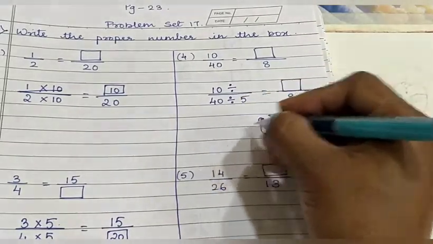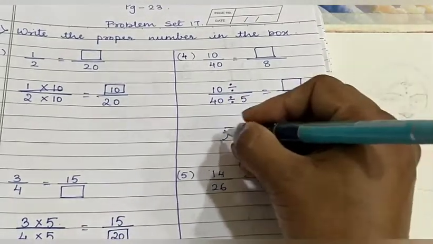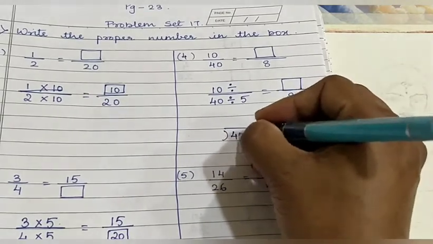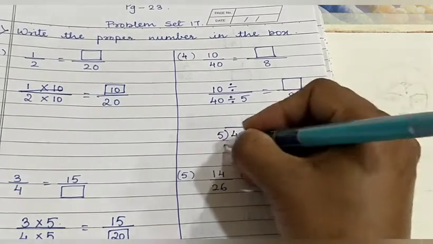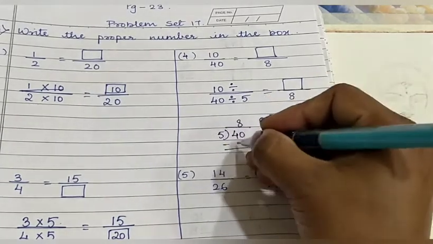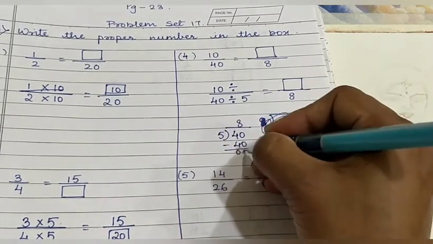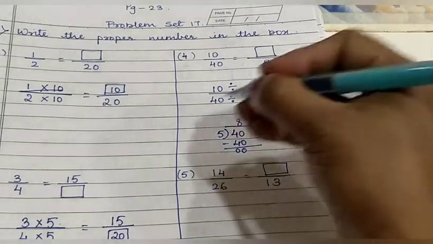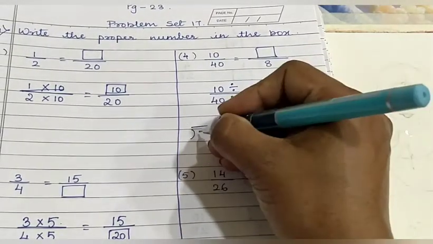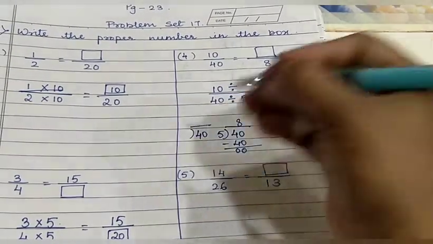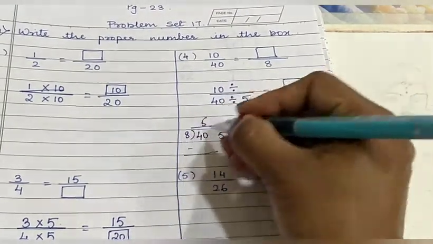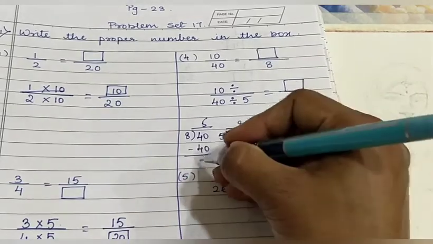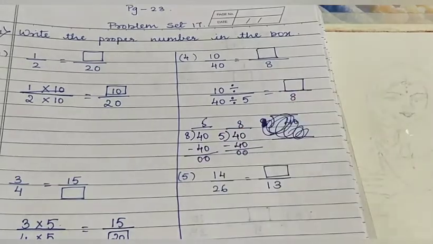See children, it is simple. You are writing 40. When you divide by 8, 5 8s are 40. Right, children? And you can do the same thing. 40 is with us, 8 is there, so divide by 8, 8 5s are 40. Whichever way you can go.